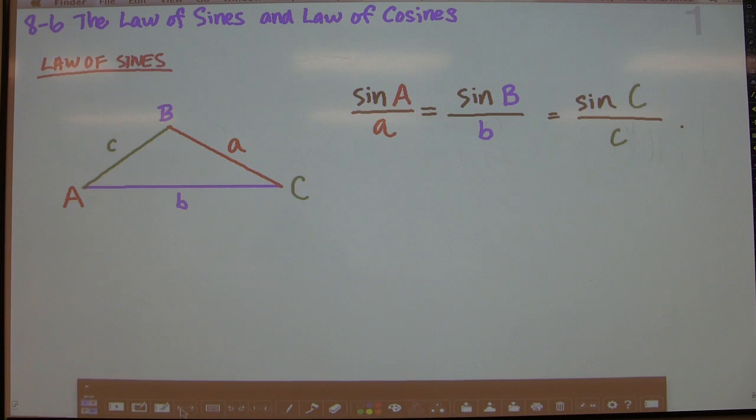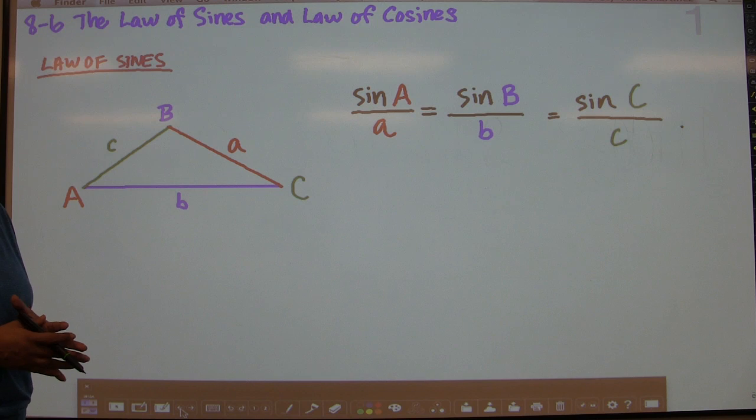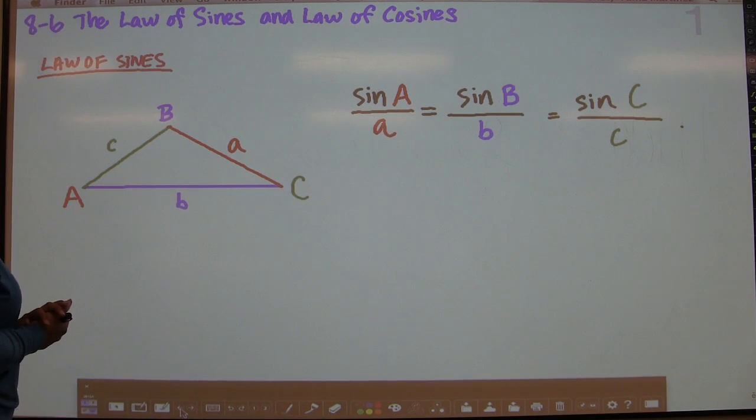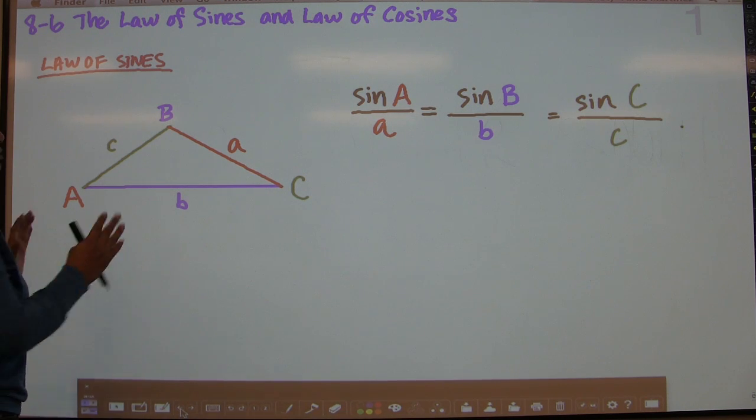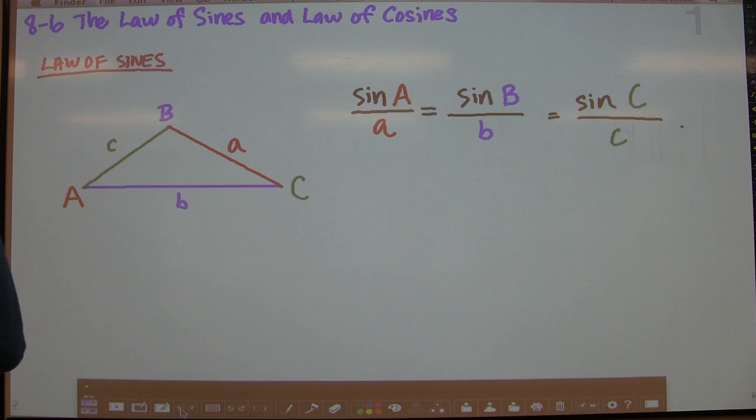It is chapter 8, section 6, and today we'll be talking about two different laws, the law of sines and the law of cosines. So first up we have the law of sines. The law of sines and the law of cosines basically apply to triangles that are not right triangles. We've already discussed in the previous sections how to solve a right triangle, but what about when it's not a right triangle? That's what we use the law of sines and law of cosines for.